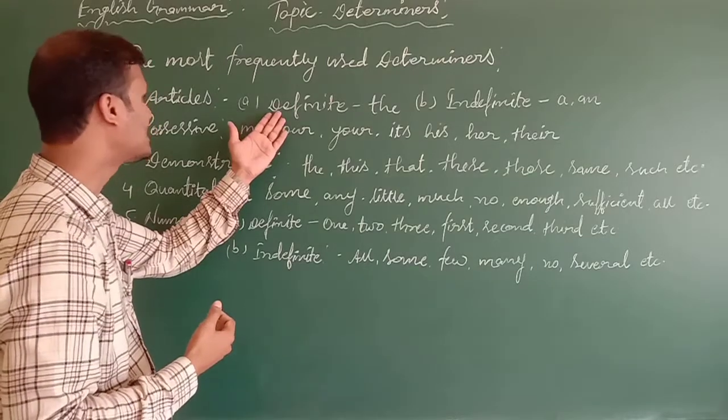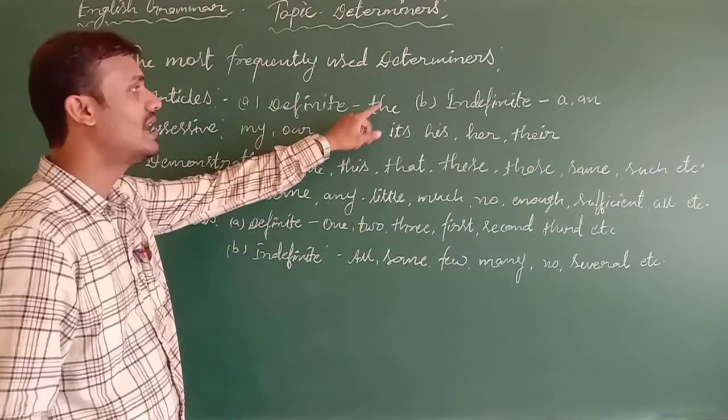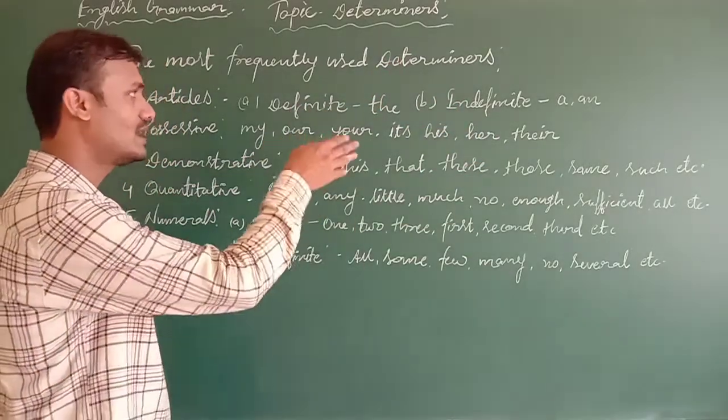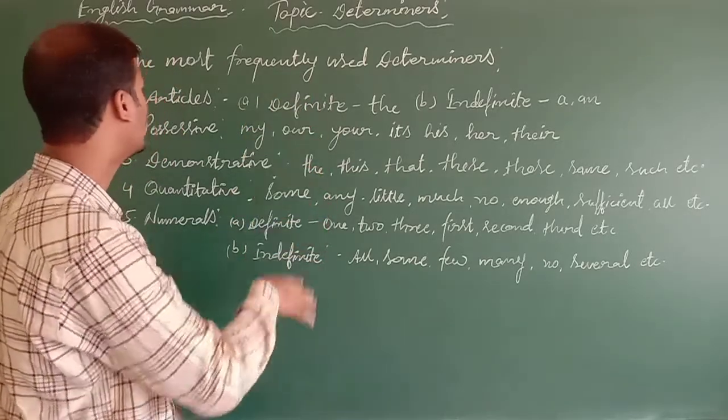And what are the articles? What kind of articles do we have? The one is the definite article, like the, and the other one is the indefinite article, like a or an. Okay, we'll discuss this in detail later, but first let's discuss the types of determinants.